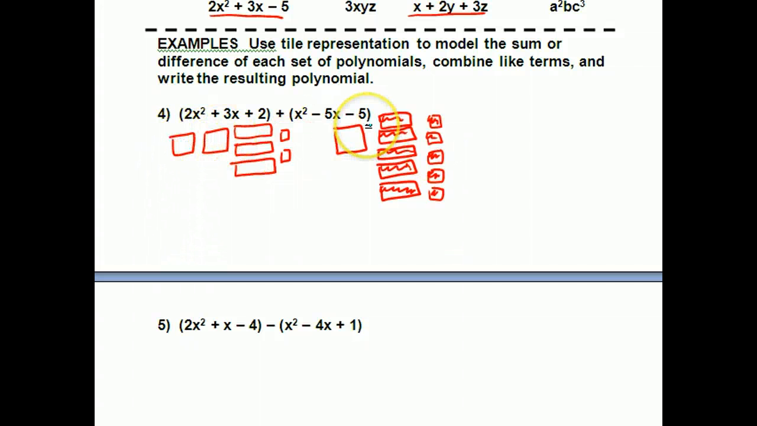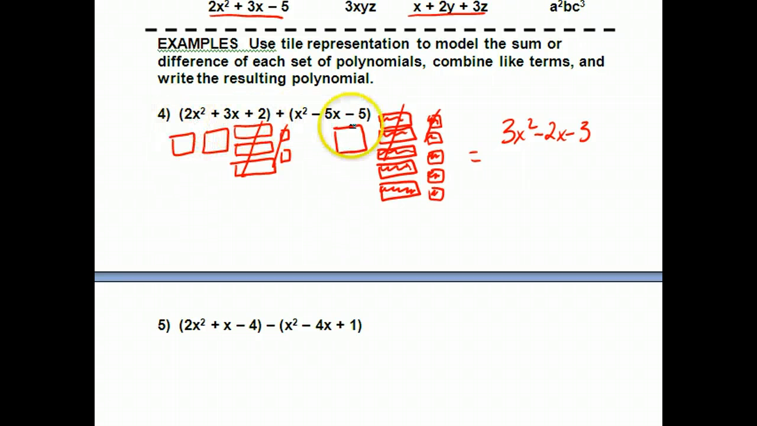1, 2, 3. It's going to give me 3x squared. Okay, and here I've got 3x's, but I've also got minus 5x's over here. So 3 of these are going to subtract another 3 of those, which is going to leave me with minus 2x. And last but not least, I'm going to have plus 2 units added to minus 5 units, which is going to break me even, and I'm left with minus 3.